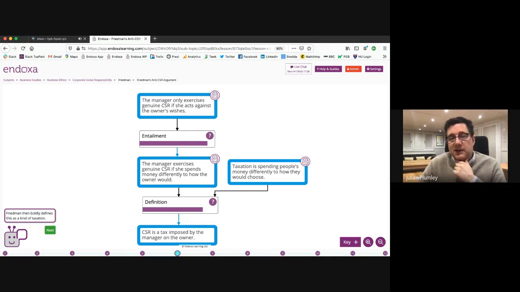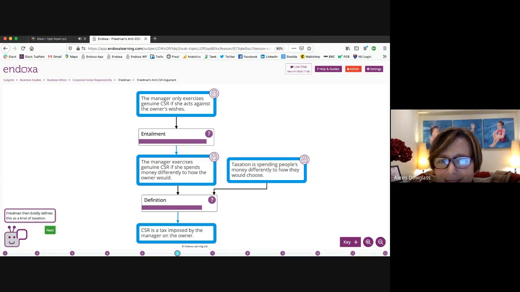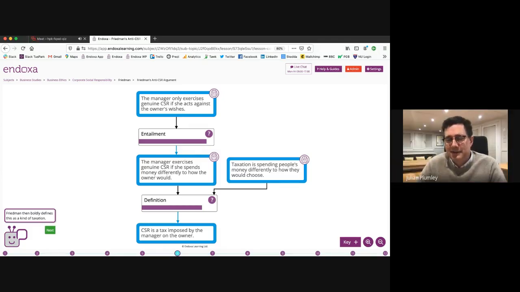Friedman actually helps himself to this definition. Taxation is spending people's money differently to how they would choose. I find that a really interesting definition of taxation, but it does actually ring true. What do you think? I was quite shocked when I read that, but then when I thought about it, it makes sense. Yeah, it kind of does make sense. I think you could probably argue about that quite a lot, but anyway, that's what's in his paper. That's part of his argument.